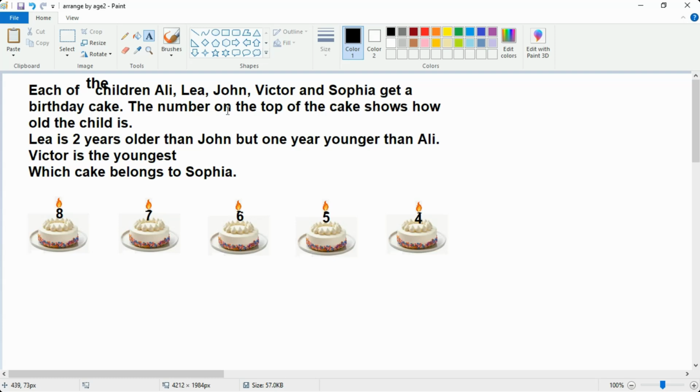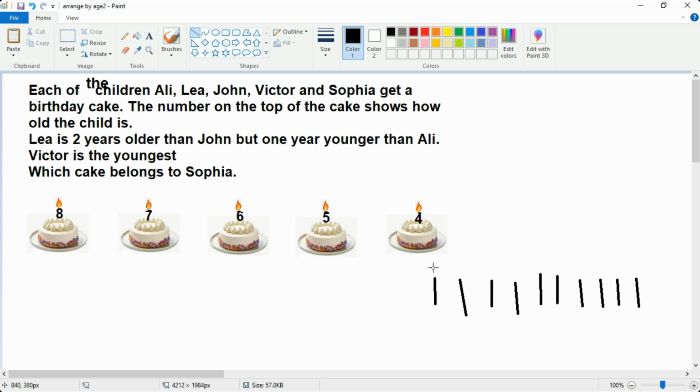Leah is 2 years older than John. Again, we go back to our method of drawing lines. It's always better to draw 10 lines, because that way we don't fall short in the count. One, two, three, four, five, six, seven, 8, 9, and 10. And then, the number on the top of the cake shows how old the child is. So Leah is 2 years older than John.